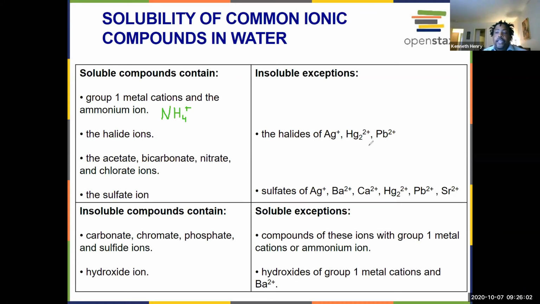Okay, so things that are insoluble are going to be compounds that have carbonates, chromates, phosphates, and sulfides. Now, again, if we put these with group one metals, they're going to be soluble, okay? Or if we put them with ammonium, they're going to be soluble. If they're with group one metals, everything is going to be soluble, right? Because group one metals like to be free, right? Nobody can hold them down. They're the wild children, okay?